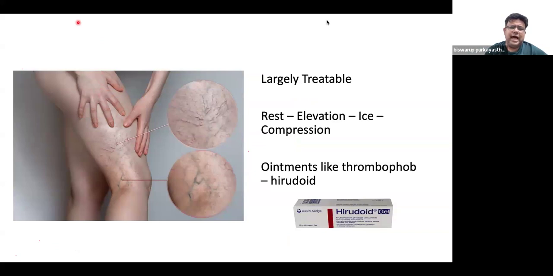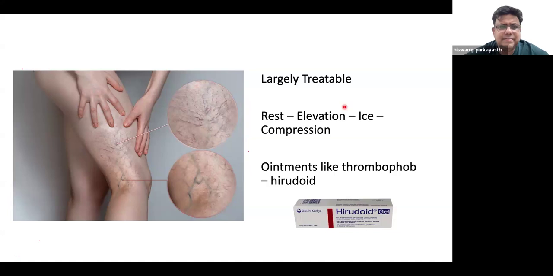Coming to the last of the venous complications, which is superficial thrombophlebitis. It is the most common problem that we encounter in slightly overweight females in their 40s. They would have these extremely dilated looking veins, but they're actually inflamed veins, the thrombophlebitis.